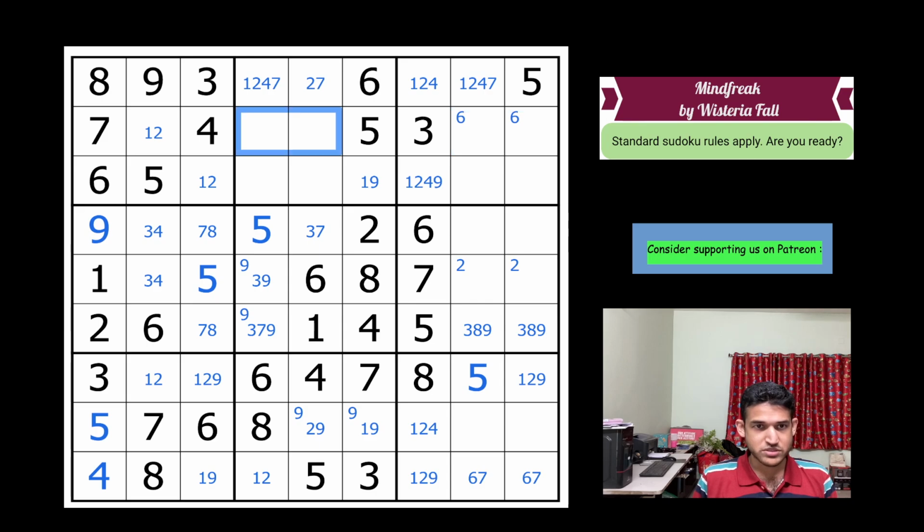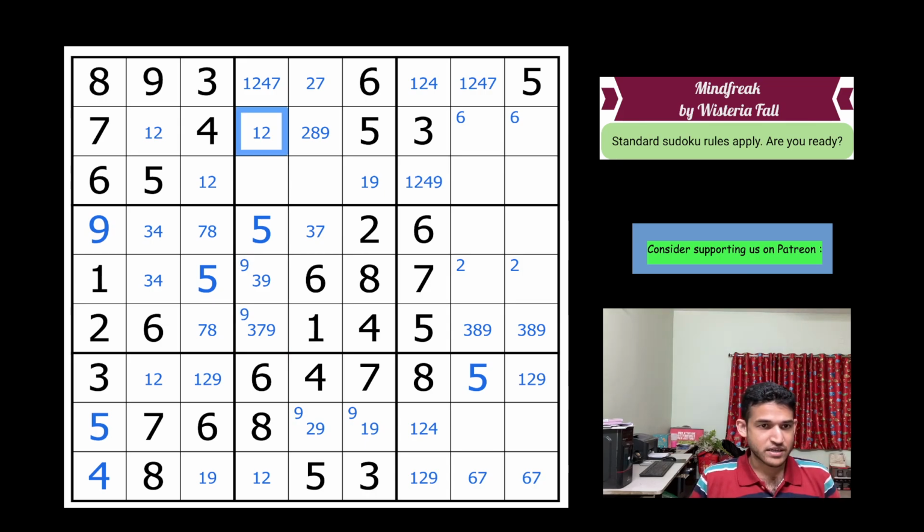And now these 2 cells can't be 3, 5, 6, 4, and 7. So they are 1, 2, 8, and 9. You have 8 here. So it's 1, 2, and 9. And you have a 1 here. So this is 2, 8, 9. You also have a 9 looking at this cell. So that is a 1, 2.